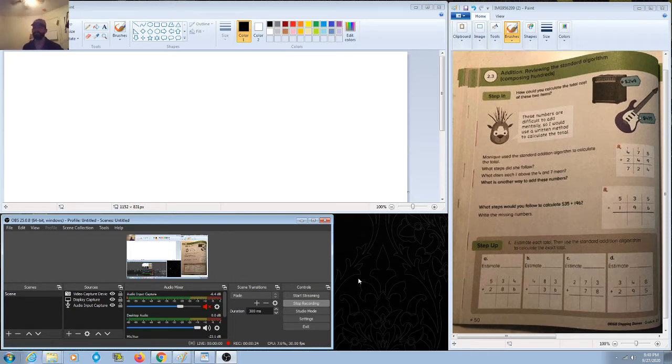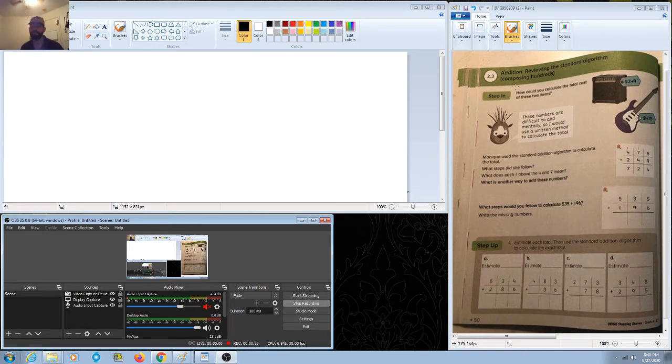Now remember, when we're composing tens, this idea of carrying is introduced as well. So keep in mind that we cannot have more than one digit of a number in a single place value. That's why carrying is so important, because it allows us to represent the next highest place value as one single digit. Okay, so we'll go ahead and jump into 2.3 here, which is the addition, reviewing the standard algorithm.